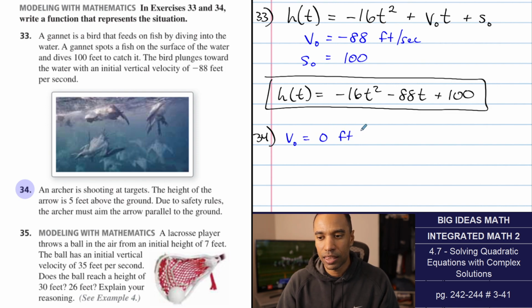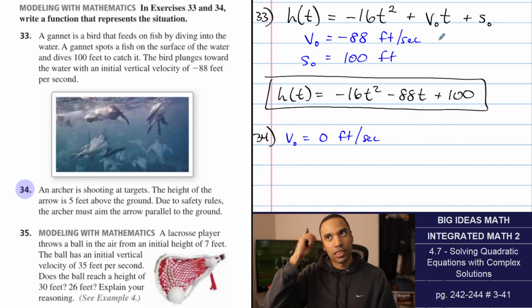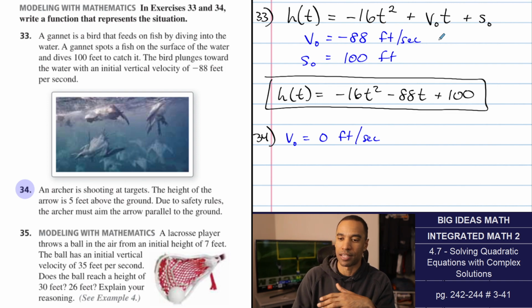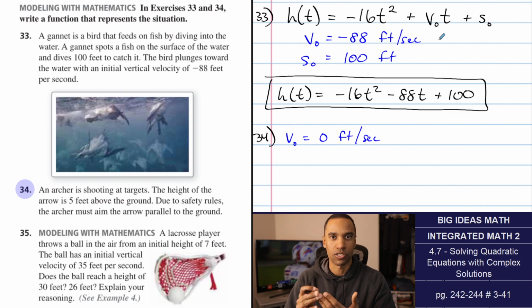It's not that, I should say feet here. It's not that the arrow doesn't move. It has plenty of horizontal velocity. It's shooting outward super fast, but this is vertical velocity. This is a height equation. It's not a model of anything else.